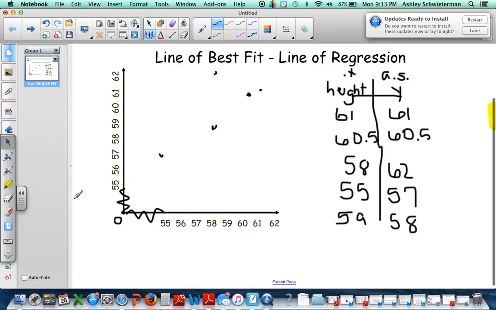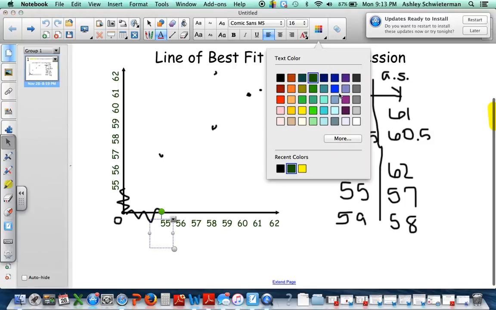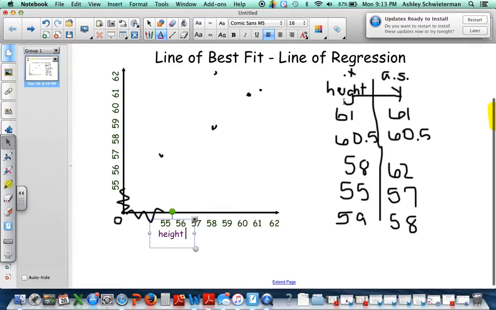Okay, so if you noticed, there's a couple things missing. First, if it's real world information, it needs to have labels. So the x has to have a label, which we know is height. And the y has to have a label, which is arm span.